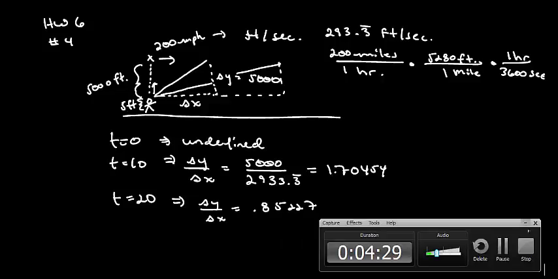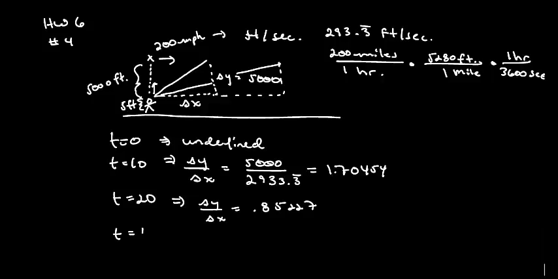What is the slope? Oh, hang on. What is the slope at t seconds? At t seconds, it's going to be 5,000 over 293.3 times t, right? Because for every second we travel this many feet, that's how much our x changes. Okay, so this is our slope in t seconds.